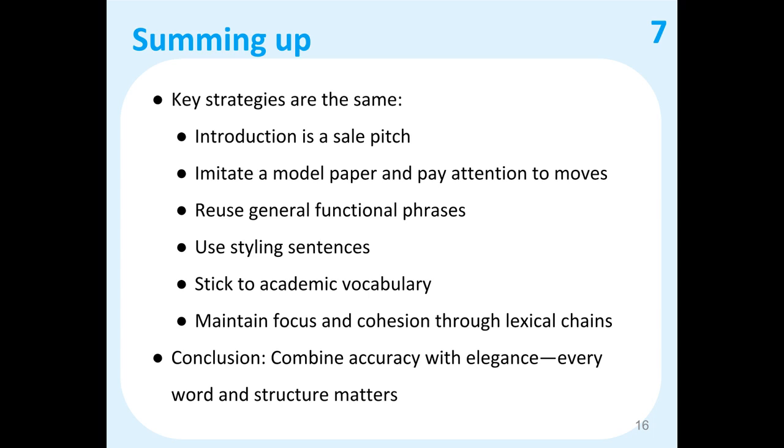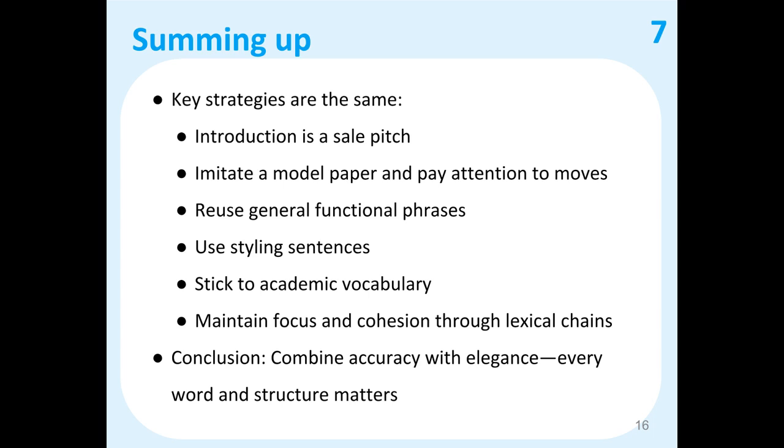We started by imitating model papers, carefully watching the moves they make, how they set up a problem, how they identify the gap, and how they present their solution. Then we moved into the language itself. We talked about functional phrases, those little words and expressions like many, however, for example, may, might. They may look simple, but they're the glue that holds academic arguments together.